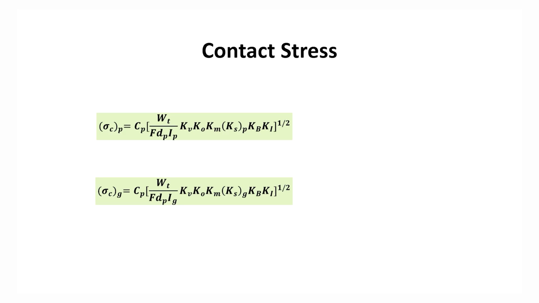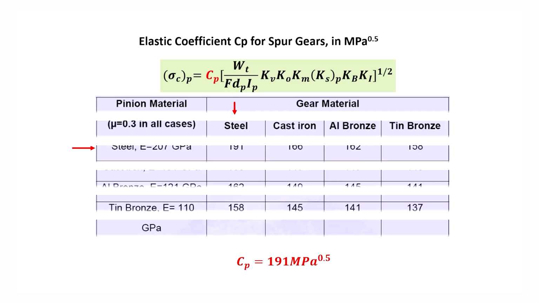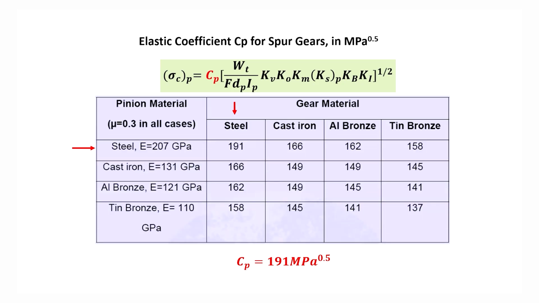Similarly, contact stress can be determined, but only two factors we have to find, Cp and this I. So let us find these two factors. Cp is given by this table. Our case is steel and steel, so Cp is equal to 191. Depending on the material of the pinion and the material of the gear, we have to take the value of Cp.